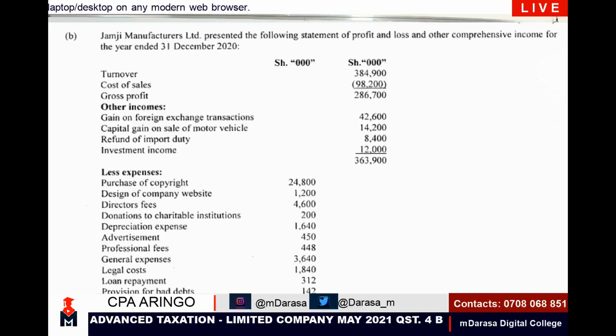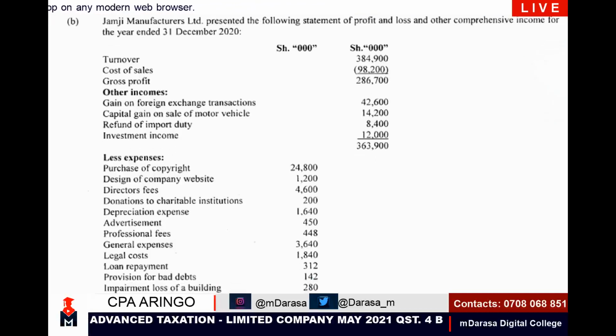We have capital gain on sale of motor vehicle. Capital gain, my good students, remember the concept of CGT. This is capital gain tax. Capital gain tax is usually a final tax. Being a final tax, that means that it's not going to be aggregated to our principal activity income to be taxed further. In this case, you're supposed to take it as non-taxable income. Refund of import duty, that is a refund of tax, therefore non-taxable income.